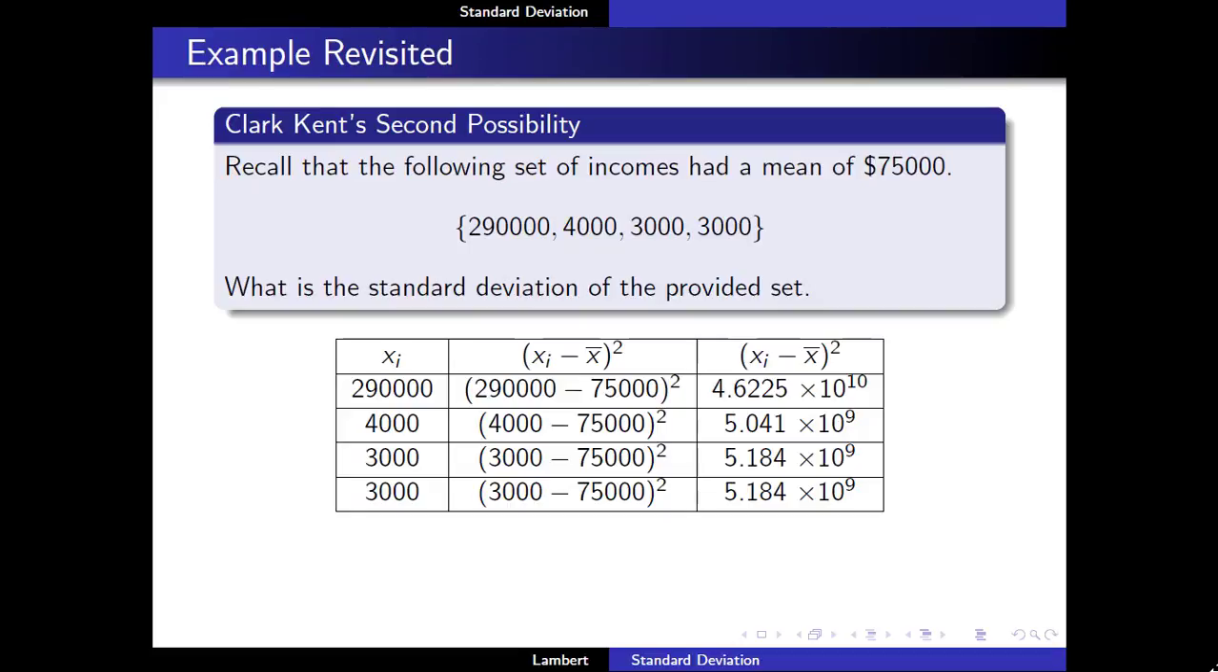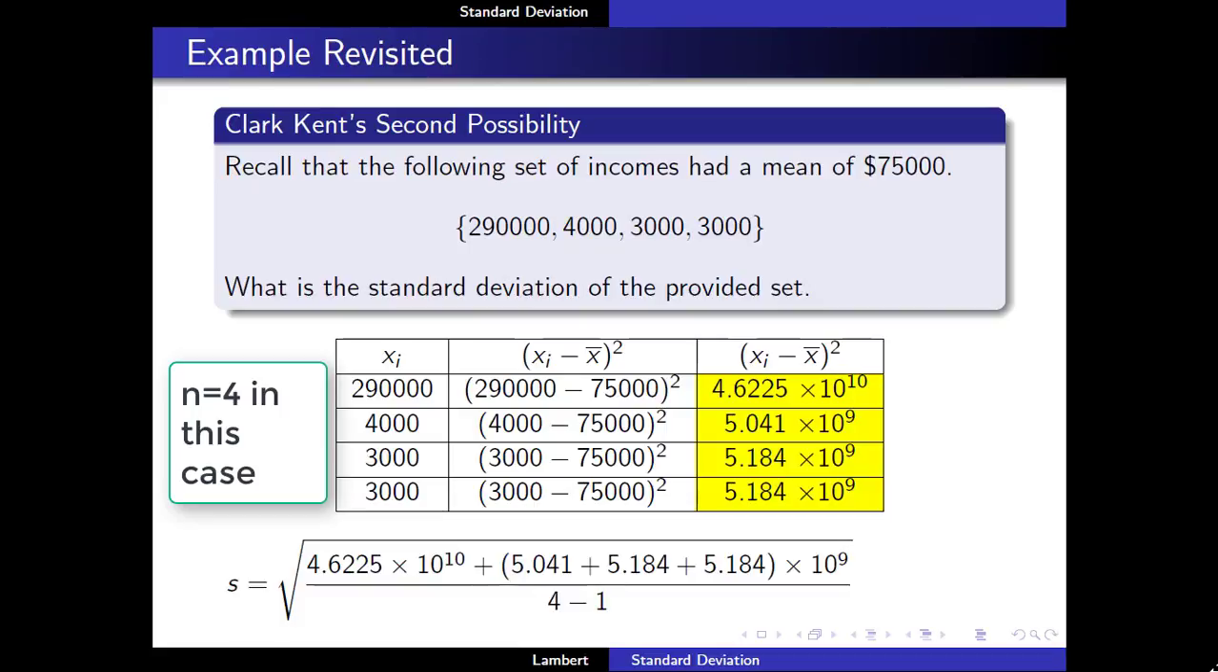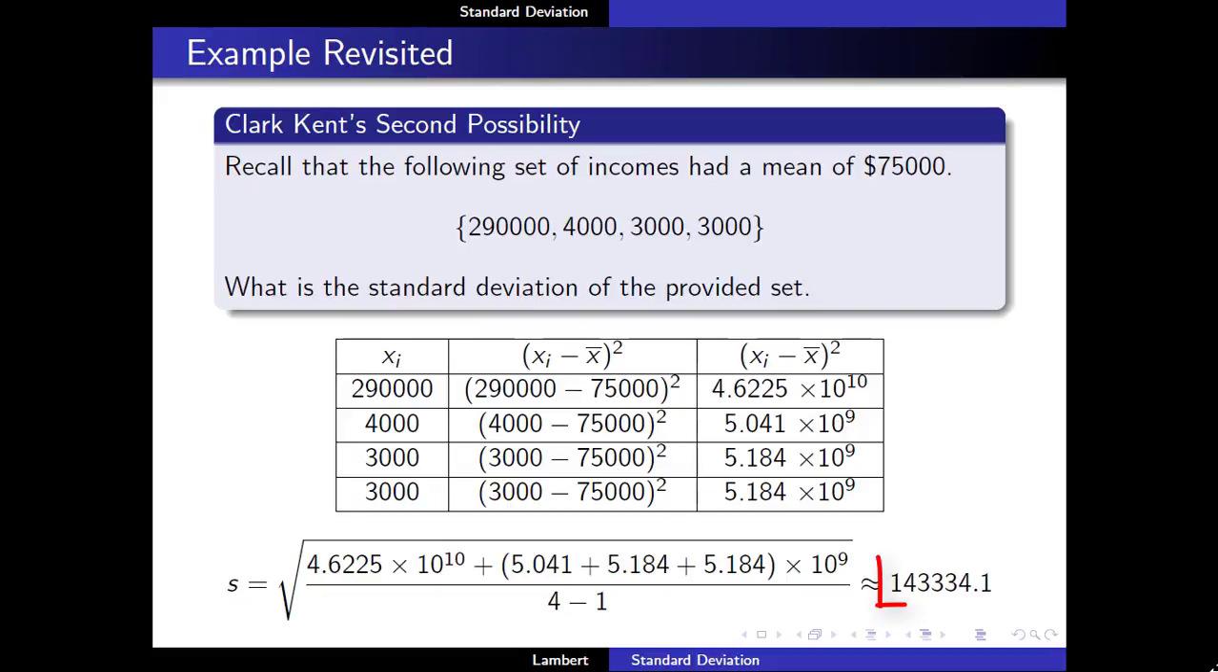So now, piecing all that together to find the standard deviation, we take the sum of the last column and divide by our number of observations minus 1. What does that look like? We have 4.6225 times 10 to the 10th, which appears in our first term. Since all the others are 10 to the 9th, we'll group those together and add them: 5.041 plus 5.184 twice, times 10 to the 9th. Then we divide by 4 minus 1, once again because we have 4 observations: the 290,000, the 4,000, the 3,000, and the 3,000. It's just plug and chug. Plug in your numerator, make sure it's in parentheses, divide by the denominator, which is 3, and then take the square root of that number, and we finish with approximately 143,000 and some change.